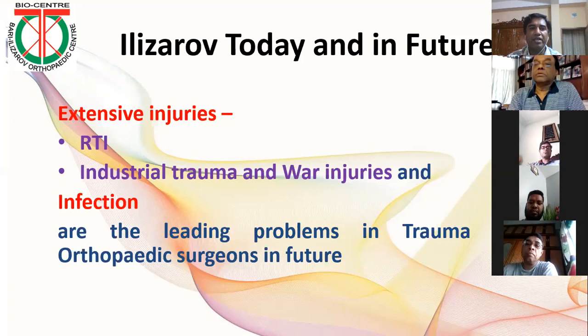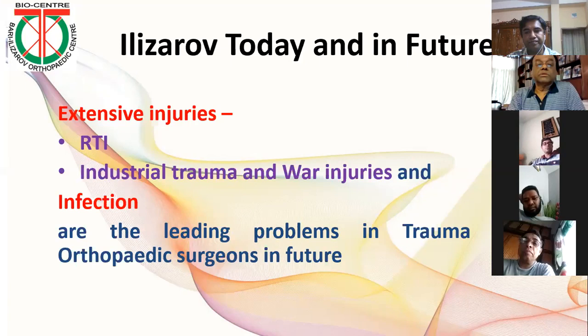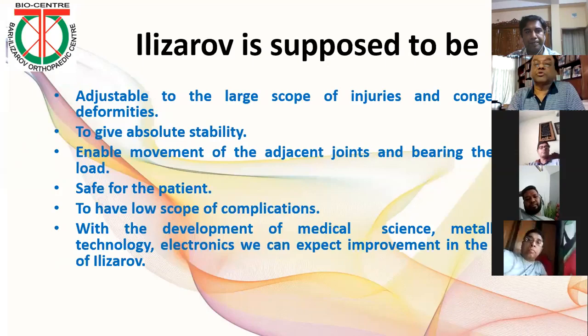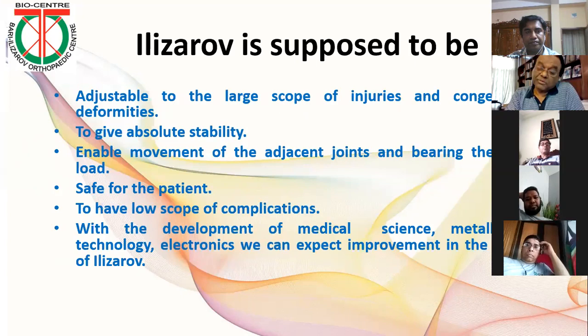Now I am going quickly. See, ILIZAROV is supposed to be adjustable to a large scope of injuries, to give absolute stability, you know, everything, and safe for the patient, with a lower scope of complications. And most of the orthopedic surgeons who don't like this, they say it's cumbersome. Cumbersome for the patient, not the patient. Cumbersome for the surgeon because he doesn't know how to apply that one.